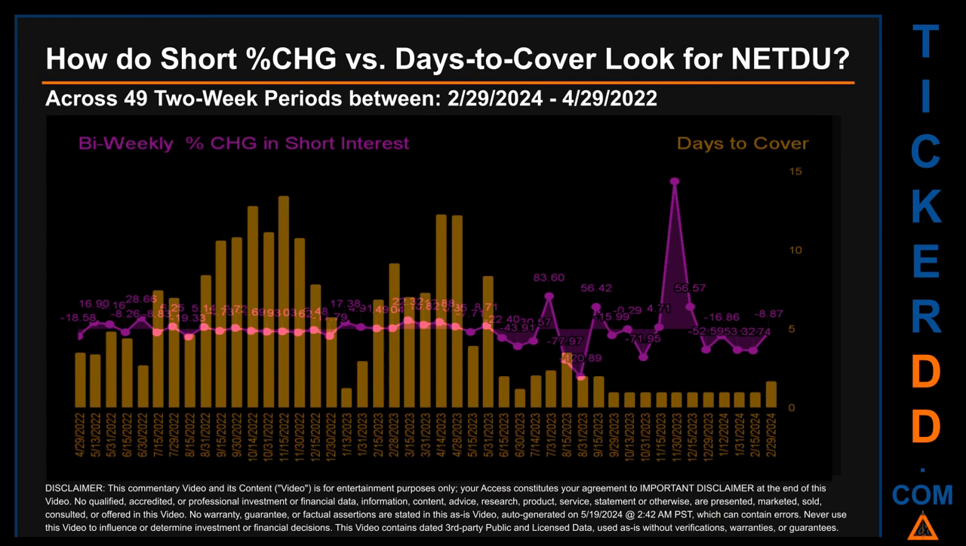Other interesting data points include: the largest percentage increase in short interest was 375.50%. The largest percentage decrease in short interest found across those 49 2-week snapshots was minus 96.45%. It occurred once on August 31, 2023 settlement date. The average days to cover was about 4.64. The biggest days to cover was 13.44 and it happened once on November 15, 2022 settlement date.